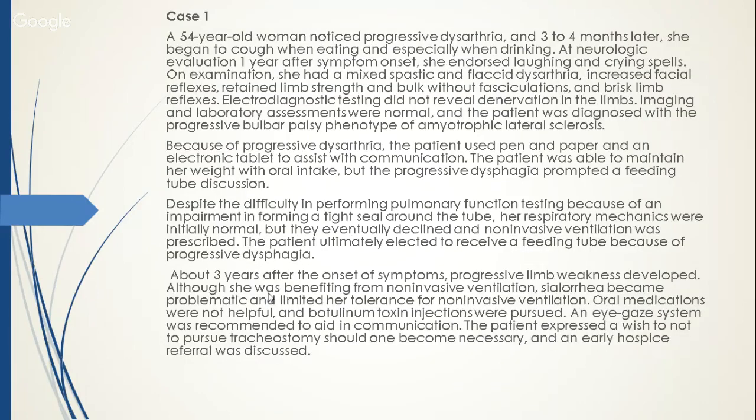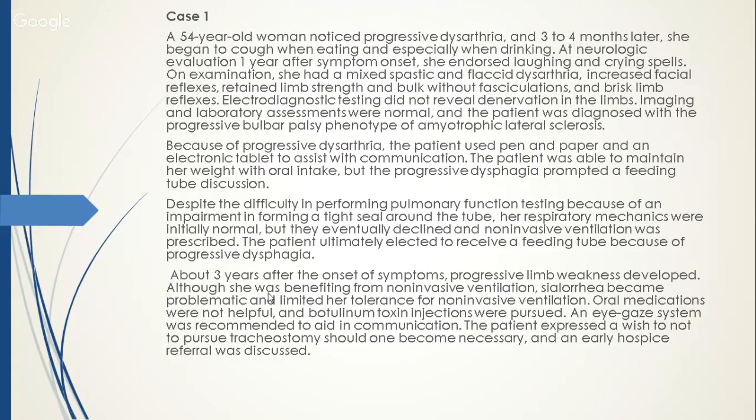So we have a case, someone wants to read it. A 54-year-old woman noticed progressive dysarthria, and 3 to 4 months later, she began to cough when eating, and especially when drinking. At a neurologic evaluation 1 year after symptom onset, she endorsed laughing and crying spells. On examination, she had a mixed spastic and flaccid dysarthria, decreased facial reflexes, retained limb strength and bulk without fasciculations, and brisk limb reflexes. Electrodiagnostic testing did not reveal denervation of the limbs. Imaging and lab assessments were normal.